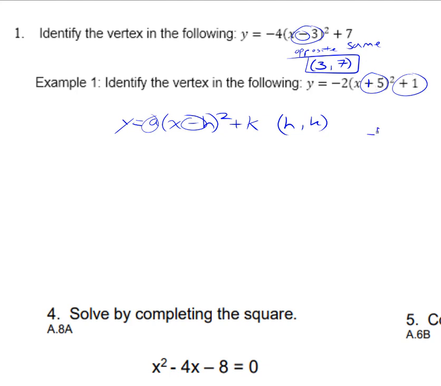It would be negative 5, comma 1. And once again, that's only because I changed the problem. I decided to change the problem so that we could see one that was positive here, okay? So that would be negative 5, 1 for the vertex there, okay? So anyway, that's our first two problems down.